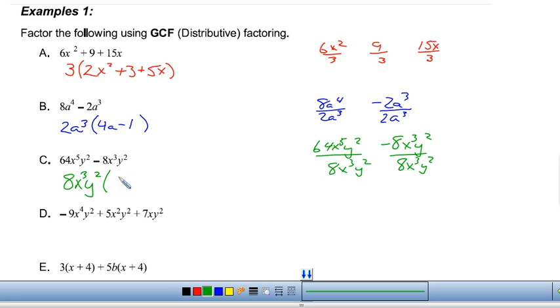64 divided by 8 is 8. X to the fifth divided by x to the third is going to be x to the second. The rule is subtract the exponents, alright? Y to the second divided by y to the second, it's just going to be 1. So I could put times 1, but I'm not going to. I'm just going to leave it as what it is. 8 divided by 8 is -1. X to the third will cancel. Y to the second divided by y to the second will cancel. So I end up with just -1. Okay, and there's not anything else that divides into both of them.